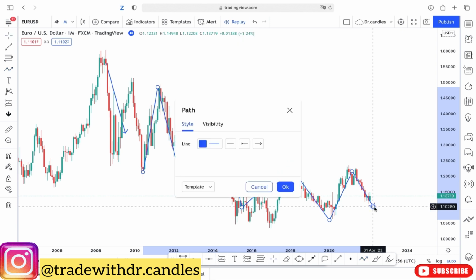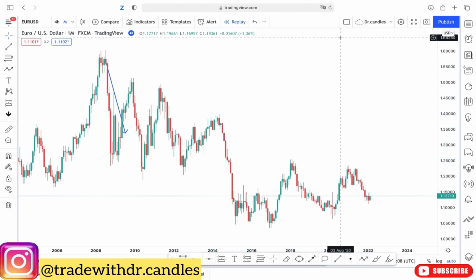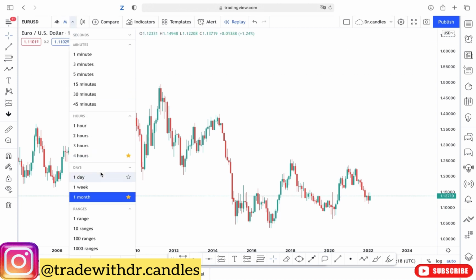So I don't need to bother myself with so much information on the monthly time frame. I just want to see the direction of the market. I hope you understand. I usually use the higher time frames to identify the direction of the market, then I will zoom onto the lower time frame for my entry. Now let me move on to the weekly time frame.